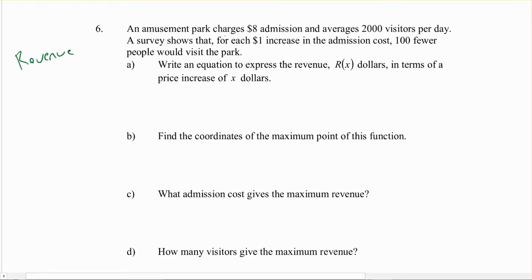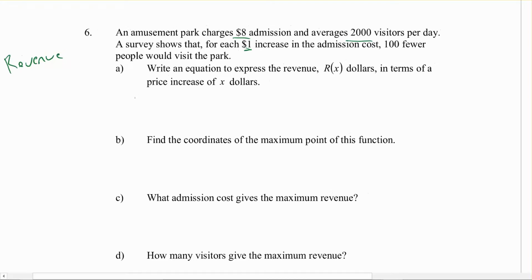So this one says the amusement park charges $8 admission and averages 2,000 visitors per day. A survey, actually I'm going to stop right there. Before we get confused by the numbers, the amusement park charges $8 admission and averages 2,000 visitors per day. So if I want to figure out how much they made before they bring these other numbers in, I would just say the revenue, I'm going to call that REV, is equal to 8 times 2,000. I'm leaving little spaces there because I'm going to add something in a minute. So that's what it would normally be, right? Just $8 times 2,000 people.